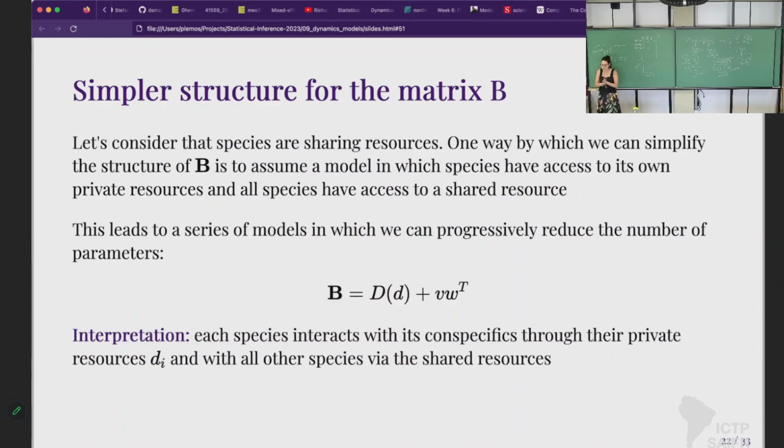One way that we can approximate this is by considering the matrix B to be constructed in this way. This D again is a diagonal matrix, the part that says D of D. Here you have your species. Let's assume you have those four species, and each one of them has their own private resources, which will be given by this. And then this is modified by this other VW transpose. This just means that you have two vectors, each one representing the shared resources, and this becomes another square matrix, and then you're just summing them.